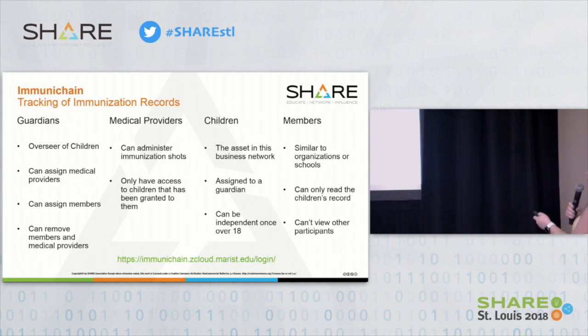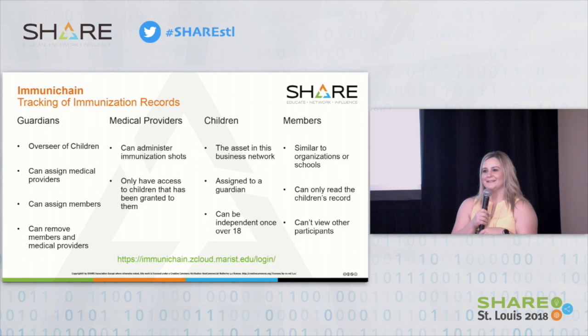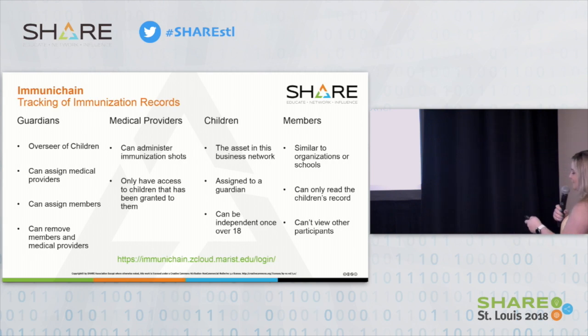And then, of course, you have your child. So in this case, we actually called it an asset form. Your child is not our asset, but information about them is our asset in this scenario. And you will have an assigned guardian. And once they're 18, they can actually move to be an independent and not controlled by the guardian. And then you can have members.